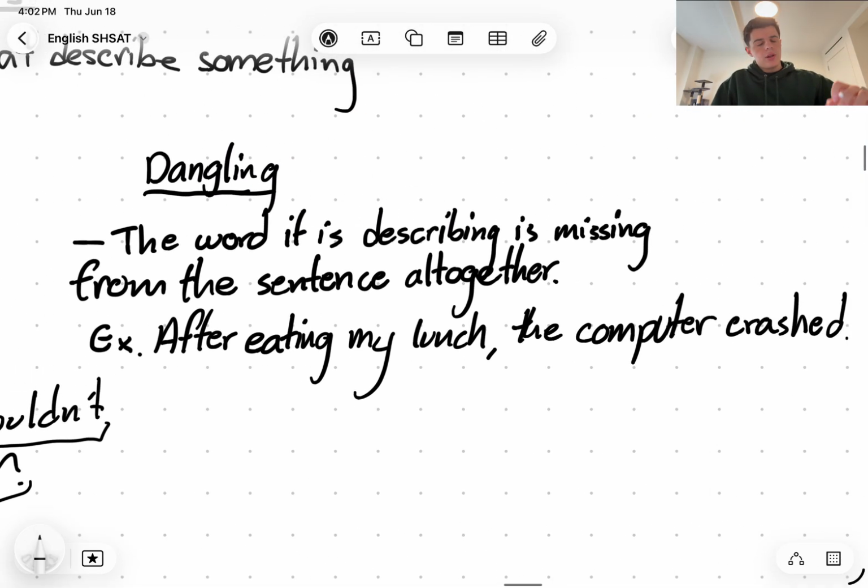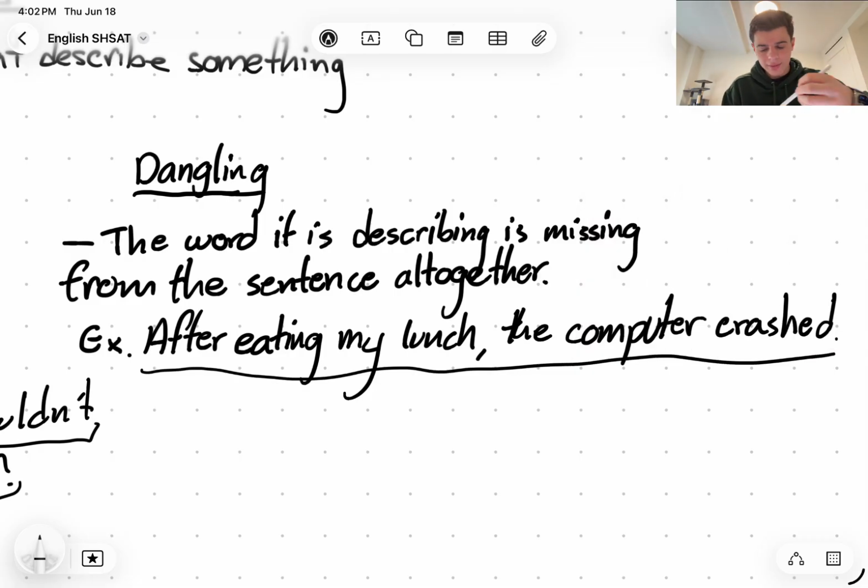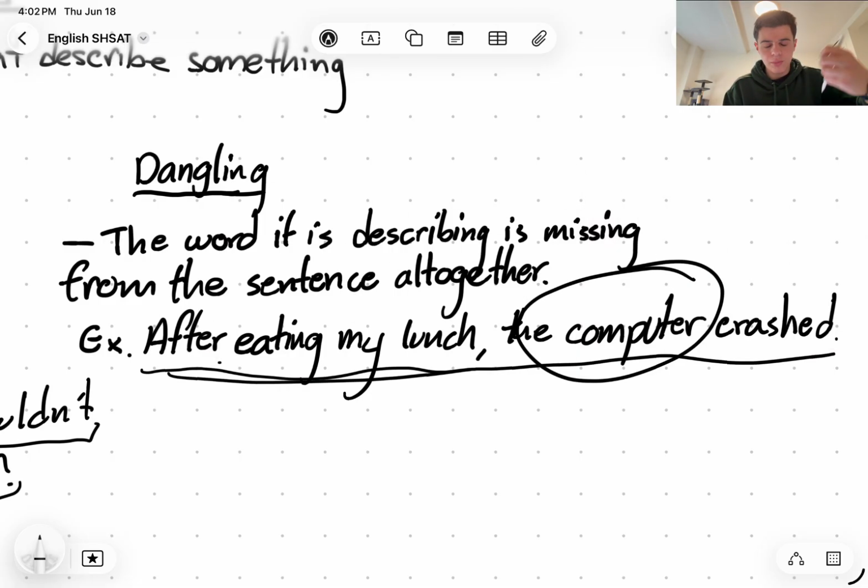Now the second type is called a dangling modifier, and that is when the word the modifier is describing is just missing from the sentence, just in general. And here I have an example. After eating my lunch, the computer crashed, right? So here, if you just read this, it kind of sounds like the computer ate my lunch, right? Because it says after eating my lunch, the computer crashed.